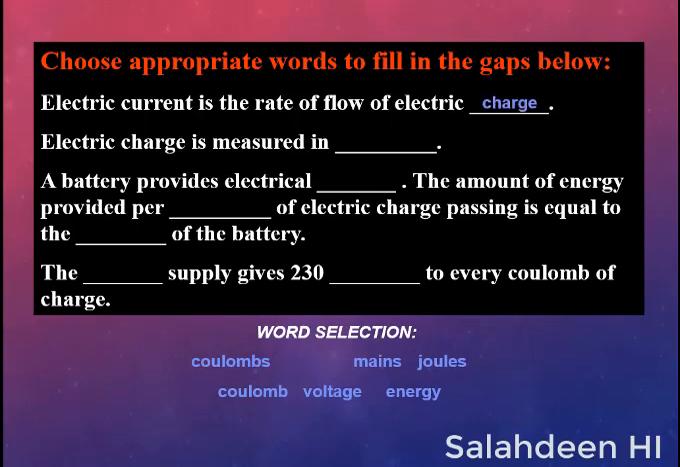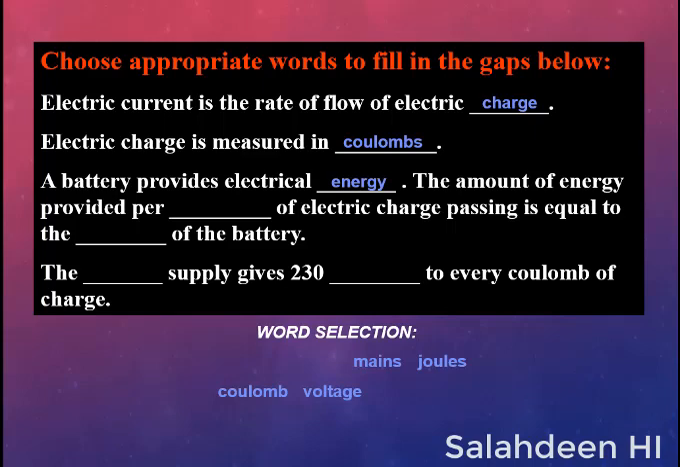Now let's do it together. Electric current is the rate of flow of electric charge. So charge should be there. Electric charge is measured in coulombs, so coulombs will be there. A battery provides electrical energy. Energy is the right word there.